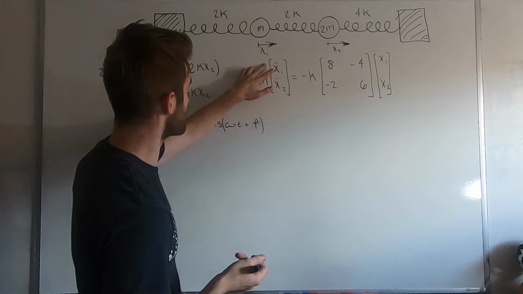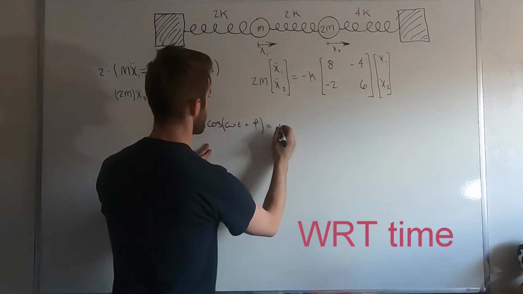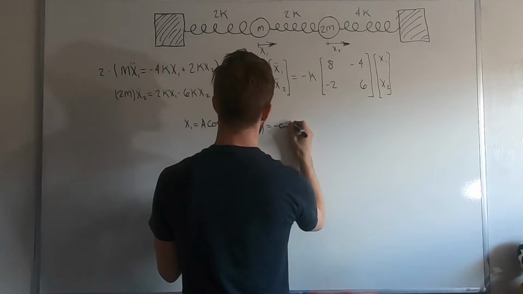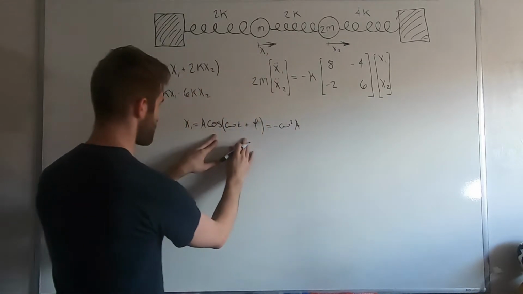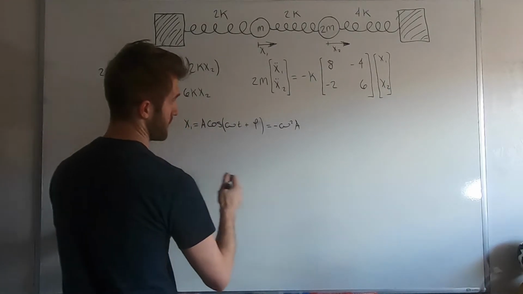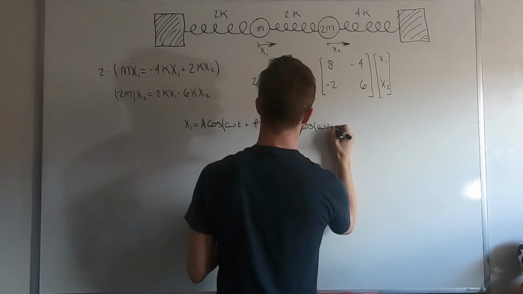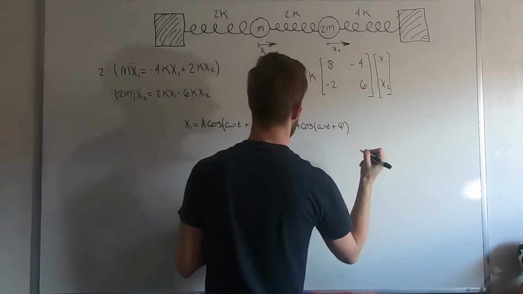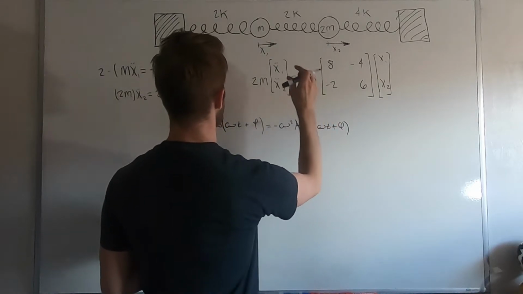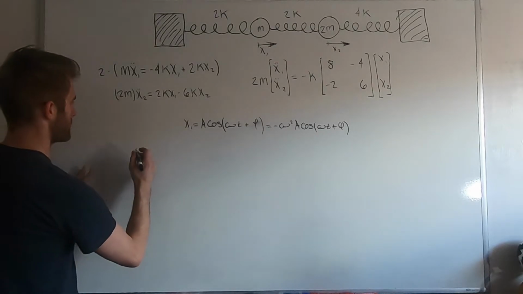Now, if we're going to differentiate this twice, right? Well, if we differentiate this twice, we're going to get minus omega squared times a. And this brings us right back to cosine, because you differentiate this once, you get negative sine, then negative cosine. So this is going to be cosine of omega t plus our phase. So this is going to be our ansatz. We can basically absorb this into our x's here.